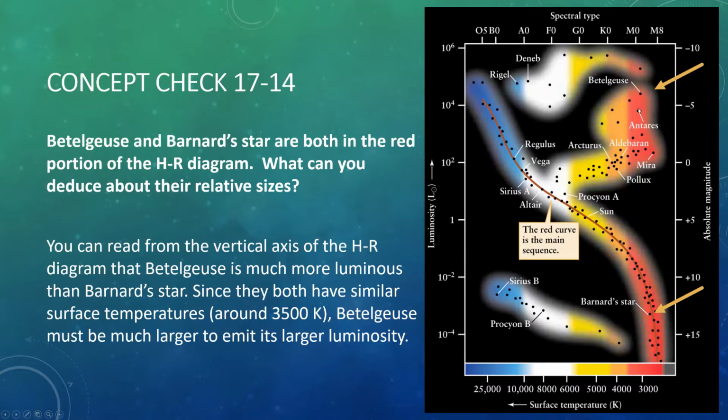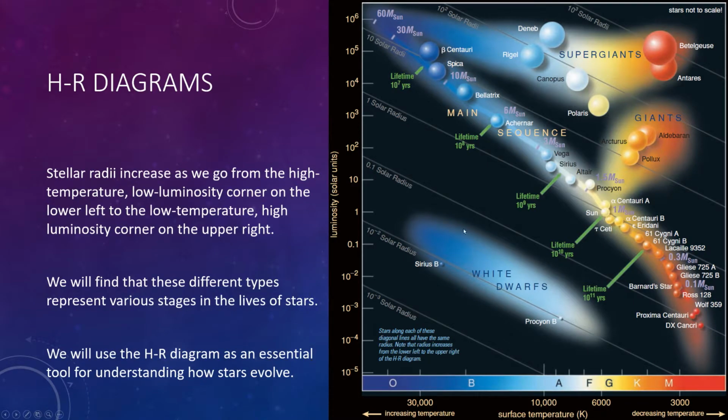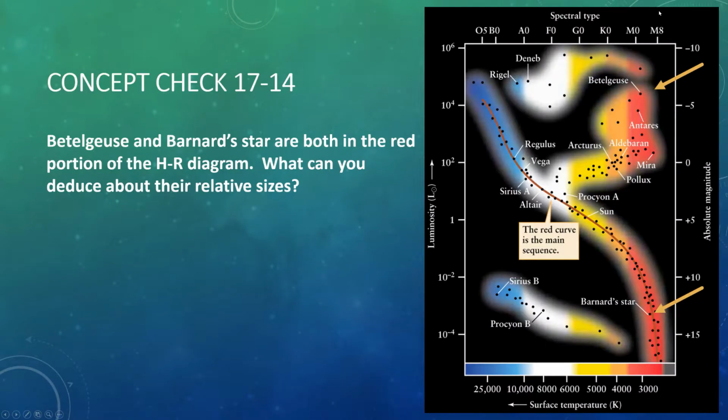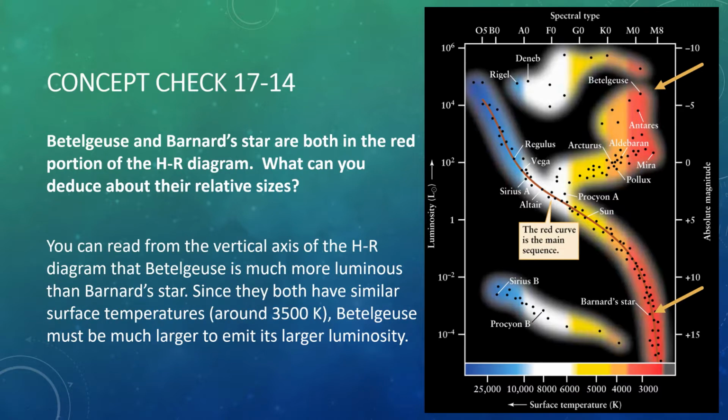Well, they are the same color, the same spectral type, but Betelgeuse is much more luminous. So if they're the same temperature, but one is far more luminous, that means it must be bigger. And because of what we saw in the previous slide, we know radius increases as you move toward the top right. So not only because we know it has to be bigger because of its luminosity, but we also know that radius increases as you move up and right. So what can we say about their relative sizes? Well, Betelgeuse is much more luminous than Barnard star. Since they have the same temperature, Betelgeuse must be much larger so that it can emit that bigger luminosity.